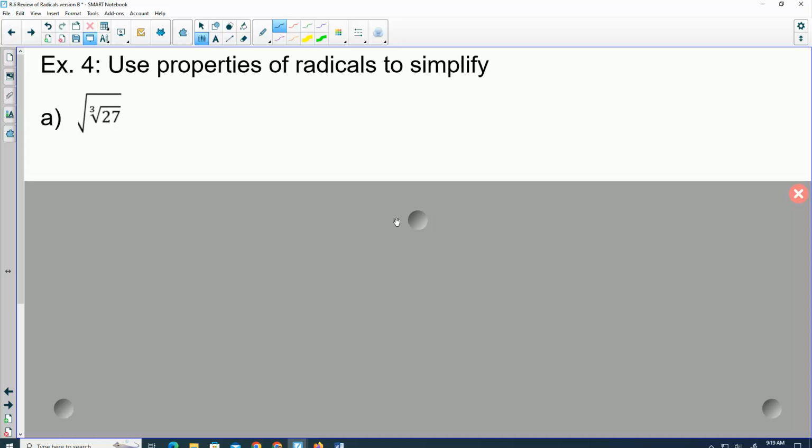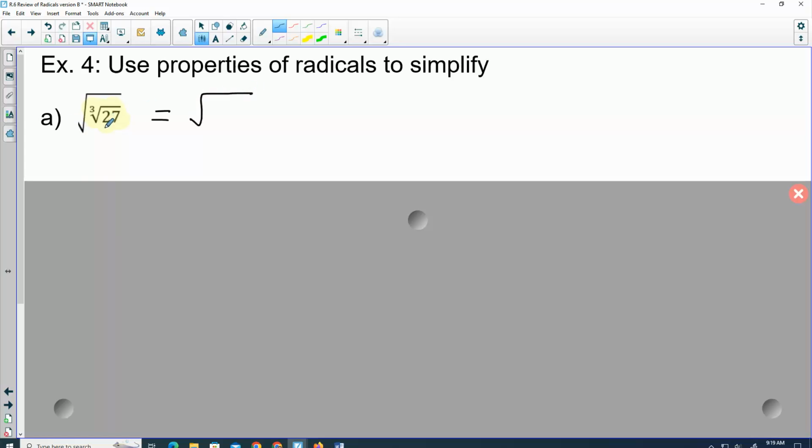Okay, so the square root of the cube root of 27. So when I look at this, a radical is kind of like a parenthesis. You start on the inside. When I'm looking here, my very inside thing is the cube root of 27. So if you have nested radicals like this, you just start on the inside one. I'm not worried about the square root yet.